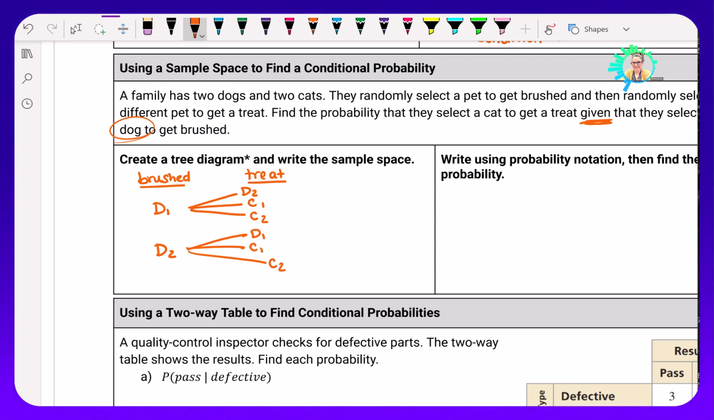So it says find the probability that they select a cat to get a treat. So how many of these have a cat get a treat? 1, 2, 3, 4. So I have 4 out of a total of 1, 2, 3, 4, 5, 6, which is, I should simplify, so 2/3 or 67%.